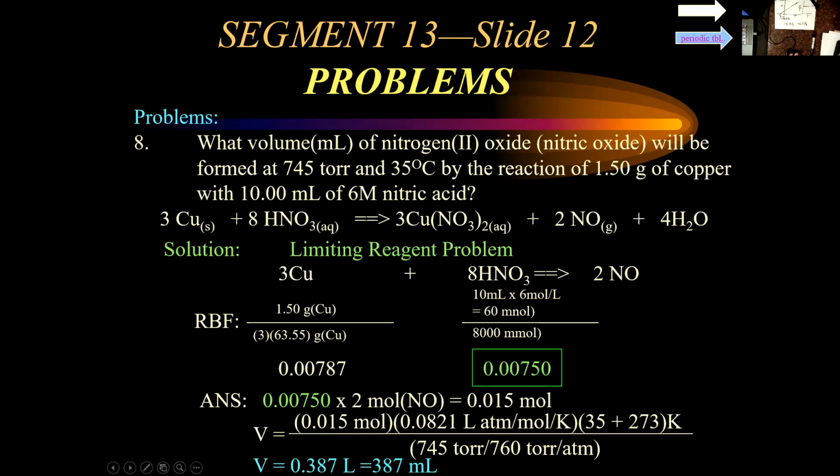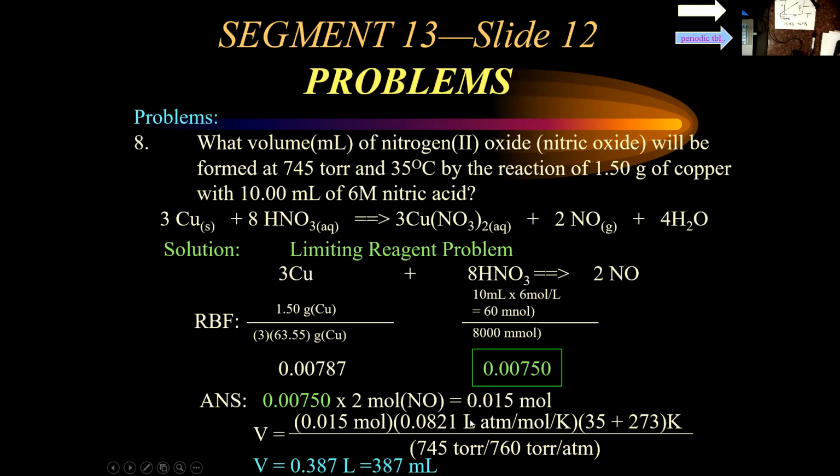So I calculate 0.387 liters. Now, remember, when I get all of this plugged in and do the math on the calculator, 0.387 is what's showing on my screen. I have to know I calculated a volume. In the MKS system, volume is liters. So this is going to be in liters.